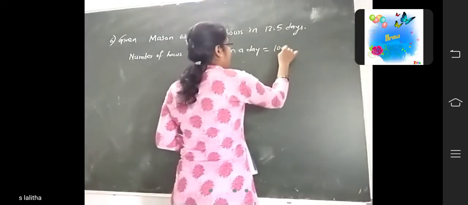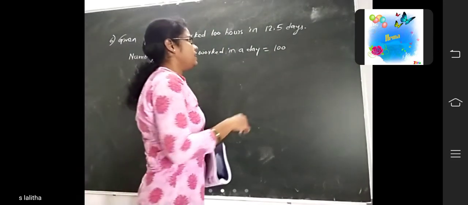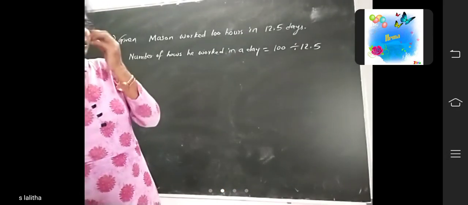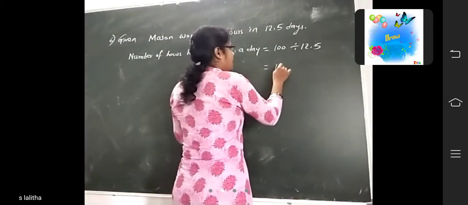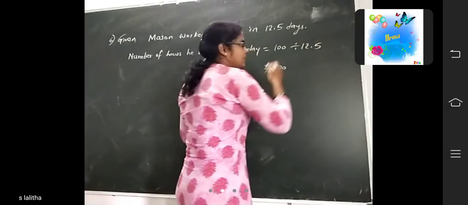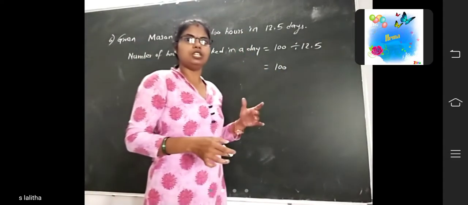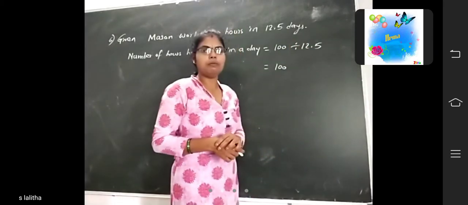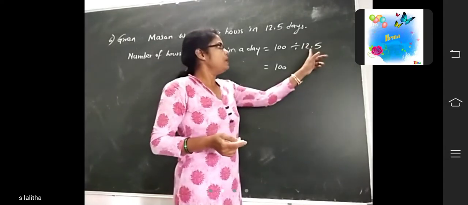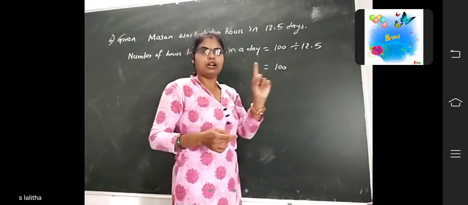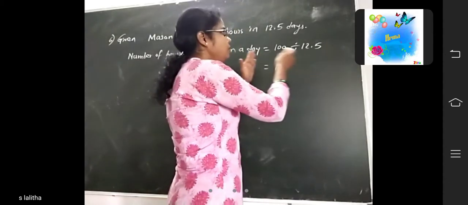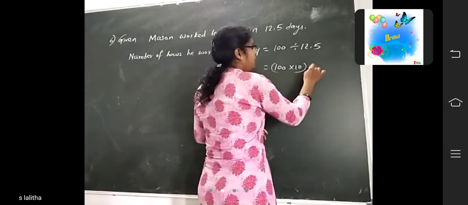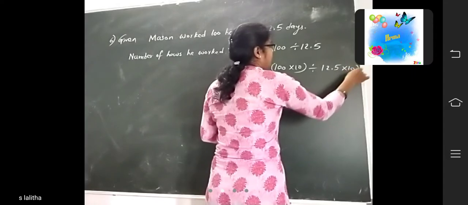total hours he worked in 12.5 days. So 100 hours divided by 12.5. Here the divisor has a decimal point. So first you should remove the decimal point. How should you remove the decimal point? You have to multiply with 10, since there is one decimal place. So you multiply with 10 on both sides, that means numerator and denominator. So 100 into 10 divided by 12.5 into 10.